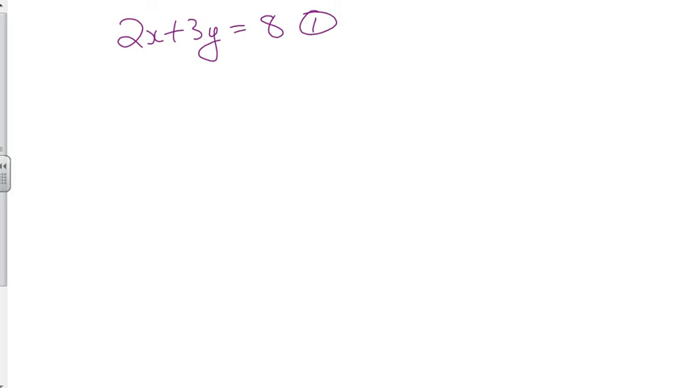And 5x minus 4y equals negative 6. Okay, which variable shall we eliminate?